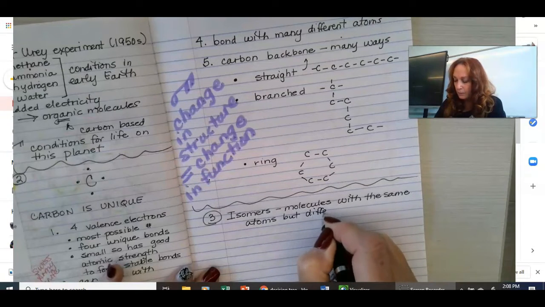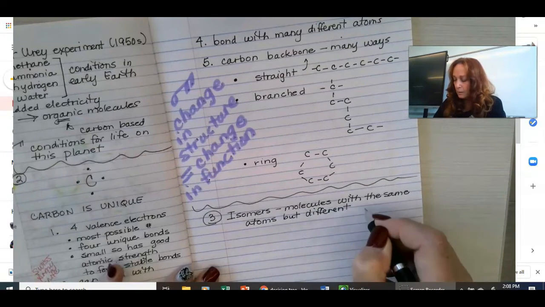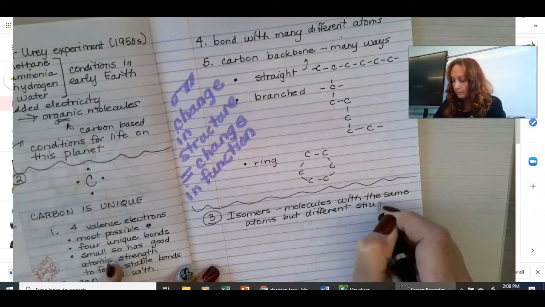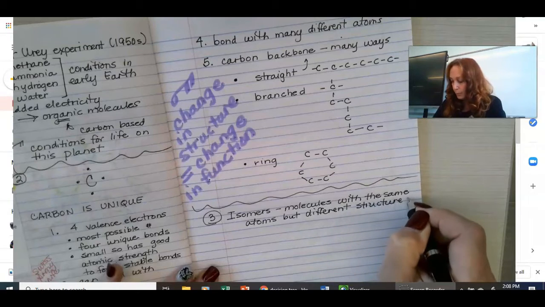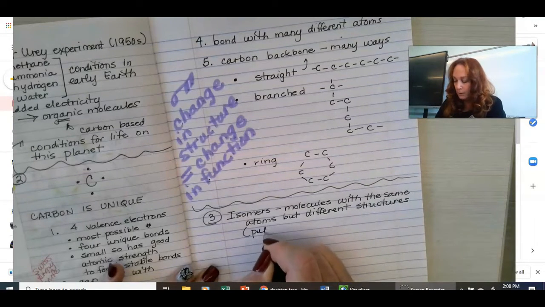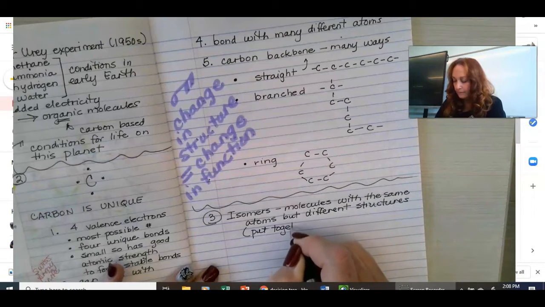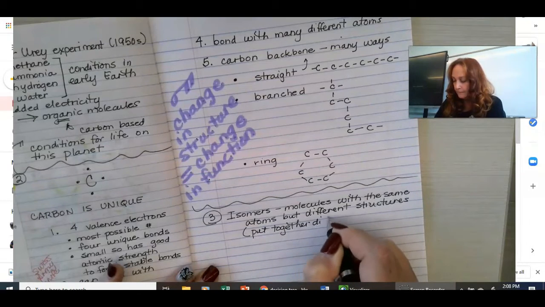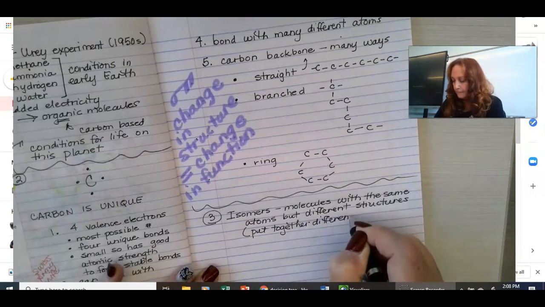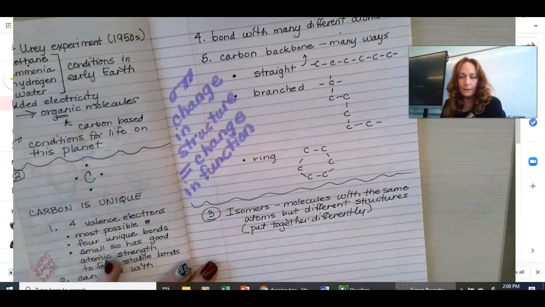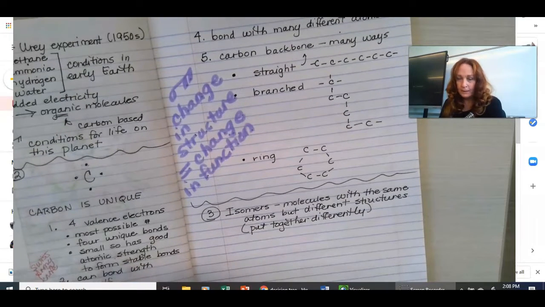different structure. So we're going to put in here, they're put together differently. Okay? That's what an isomer is.